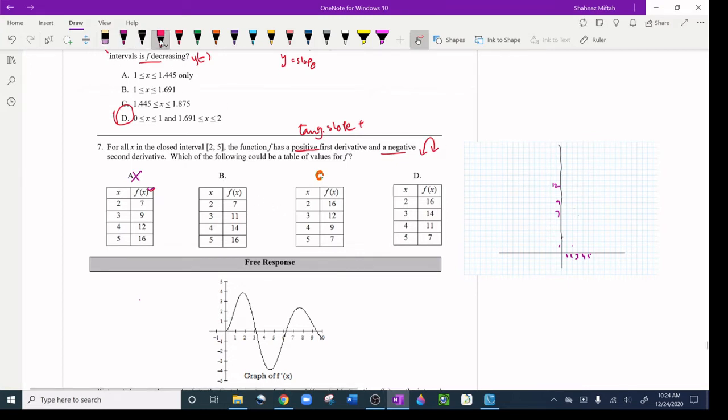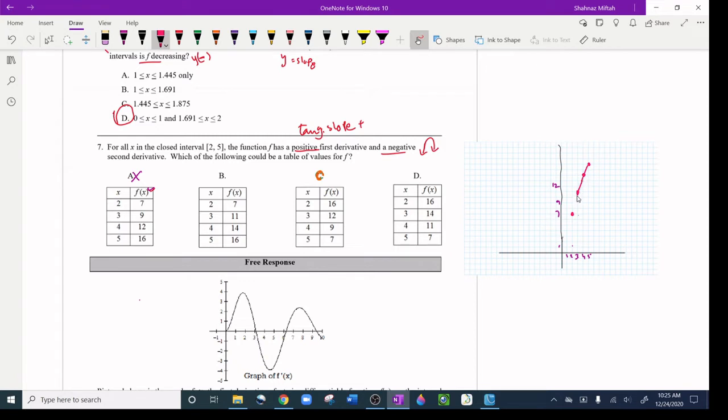Now I'm going to draw another one, which is B. It's 2, 7, that's 2, 1 2 3 4 5 6 7 right there. Then I have 3, 11, that's 3, and 11 is 9, 10 and 11 right there. And then I have 4 and 14, that's 4 and 14, 12 13 14. And then I have 5 and 16, that's 5 and 16. That's 14. So this is going to be 15 and 16.